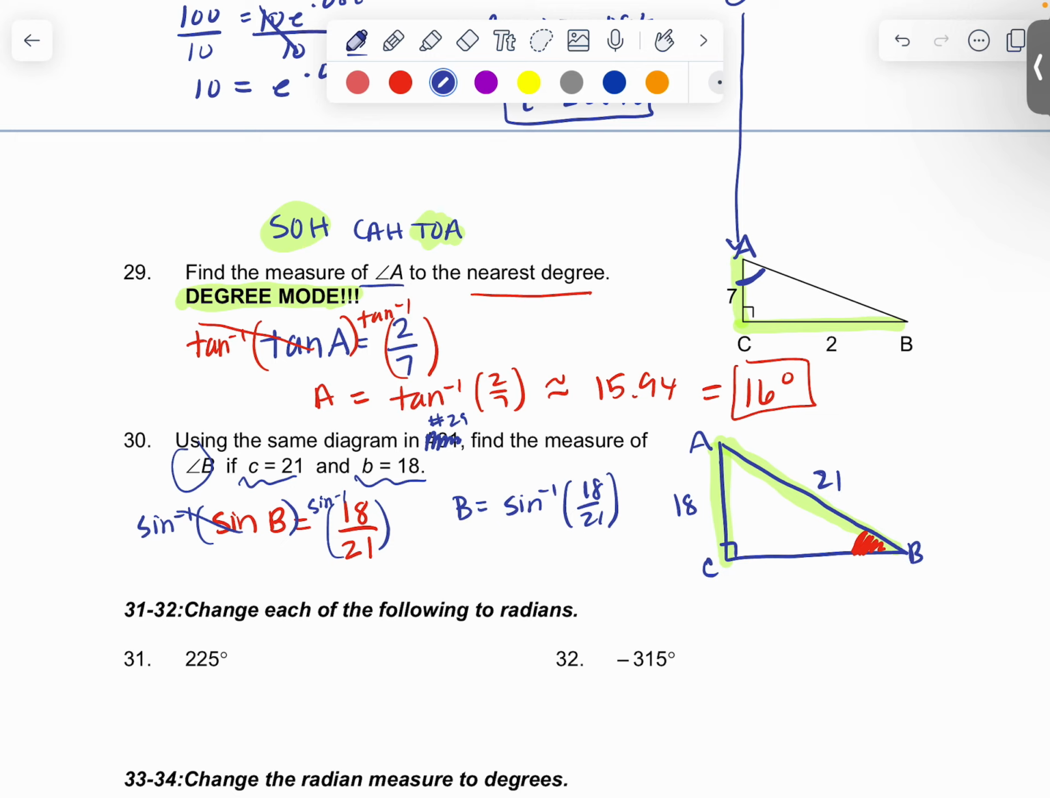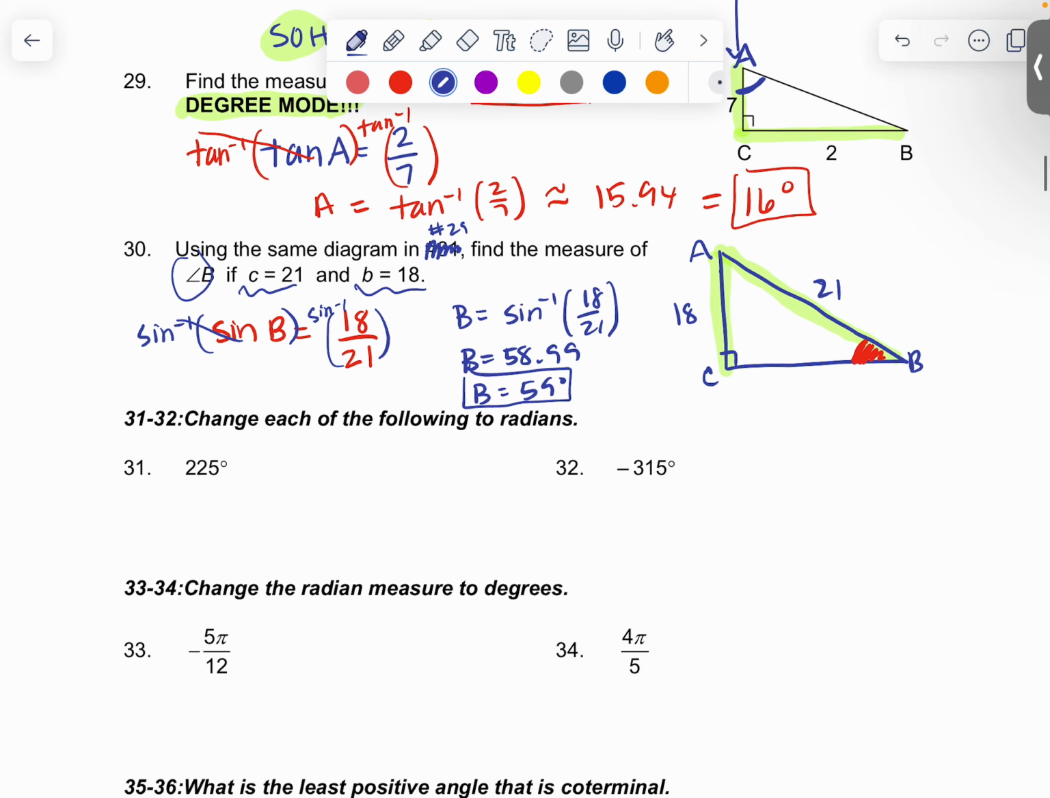Again, make sure when you're plugging this in that you're actually in degree mode, and let's see what we get. So second sine of 18 divided by 21. And you guys, this gave me 58.99. If you didn't say to the nearest degree, but let's go ahead and do it, I would pretty much say that's 59 degrees. Okay?